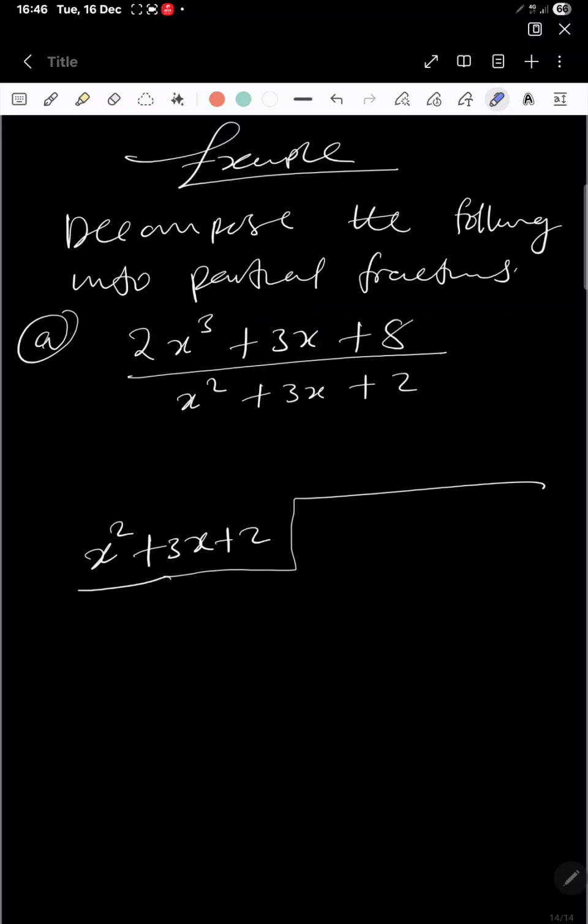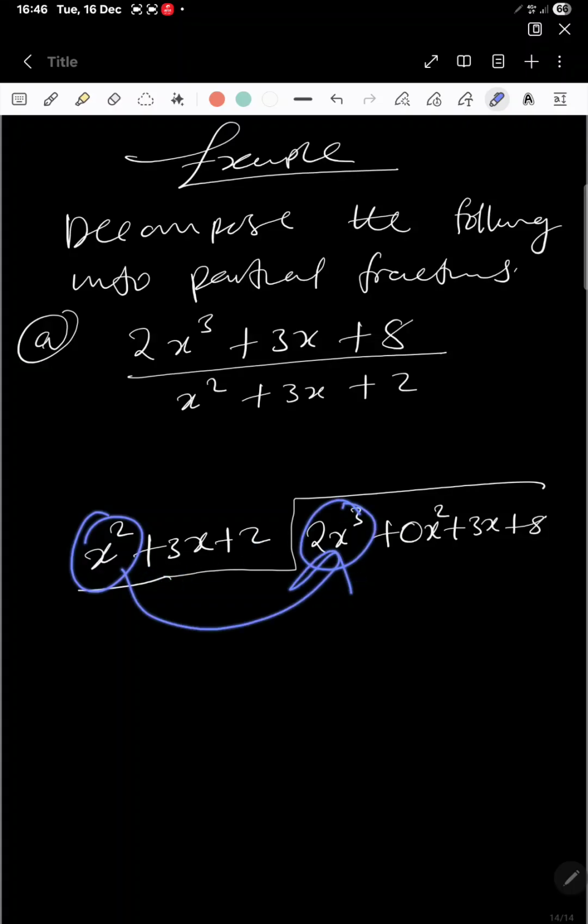By putting it, you create it as 2x power 3 plus 0x squared, because the power of x squared is missing, and then plus 3x plus 8. Okay, that's when I will divide this into that. So this into that, you are going to have 2x.